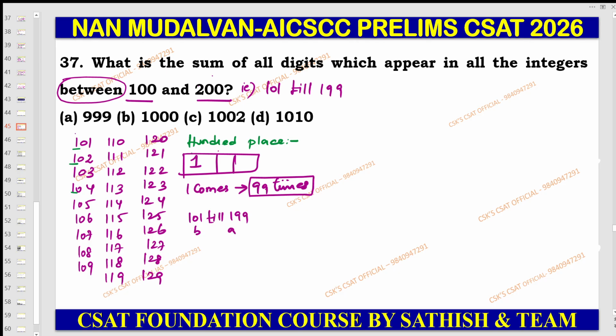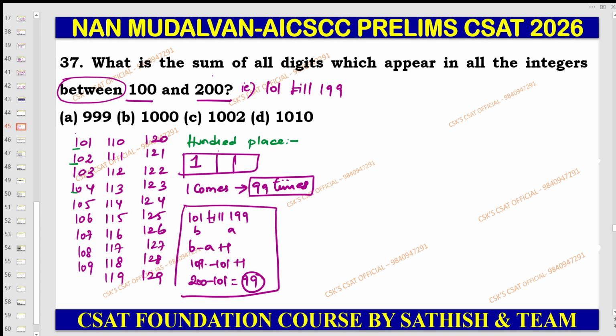So this is B and A. You can use the B minus A plus 1 concept: 199 minus 101 plus 1. So therefore 200 minus 101, nothing but 99. Understood? At least you can remember this. 99 such numbers are there, so therefore 99 times 1 comes.